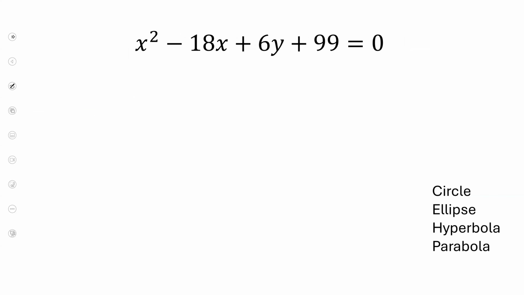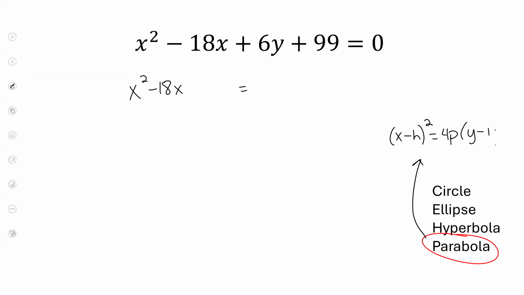All right, let's try this one. What is this one? It's a parabola. Why? Yep, only one of them is squared, so I know it's a parabola. All right, so I'm going to do this one with you guys. We're going to complete the square. So this will be x squared minus 18x, the x's are together. And if you remember, the equation for the parabola that we just learned was x minus h squared equals 4p times y minus k. I need to get it into this format. That means this y term, everything else needs to go on the other side. So this will be negative 6y minus 99.